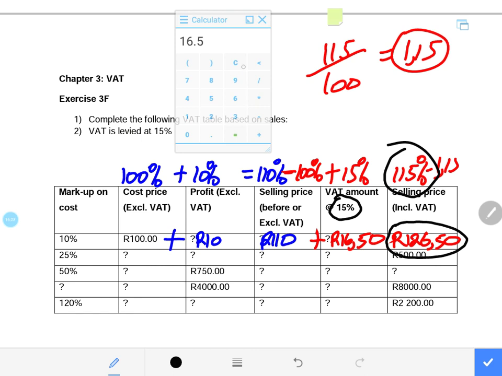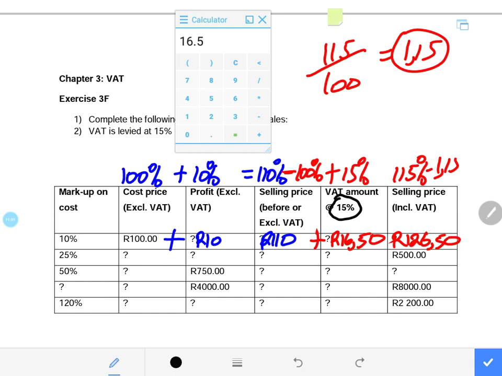You say 126.50 times by 15, because we are looking for the VAT, which is 15%, but this VAT is calculated on the amount that is out of 115%. And we know that this is out of 115% because we added 15% to that 100%, which was 110 rand in terms of the amount. So now this gives us exactly 16 rand 50 cents, which is the VAT amount.